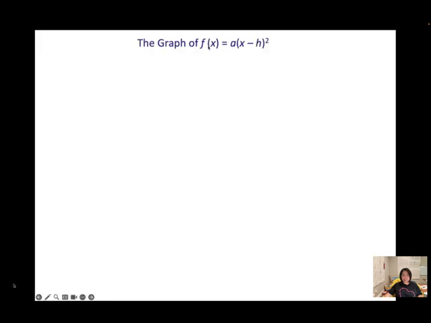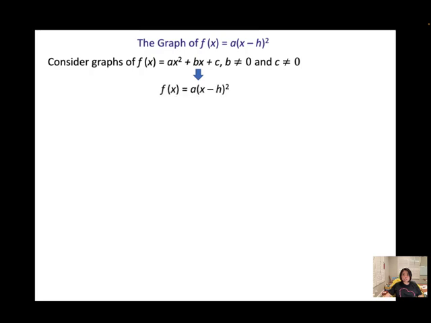Okay, now we're going to look at f of x, this one. This time we do have a times x minus h squared. Okay, this is the same idea as this graph. The quadratic equation, f of x equal to ax squared plus bx plus c, where b and c are not equal to 0. And then, remember we learned the completing the square method. We applied the completing the square method. We could rewrite the equation into a times x minus h squared, and h is going to be a constant.